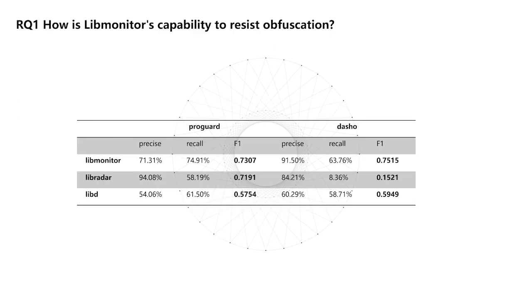First question: how is the LibMonitor's capability to resist obfuscation? To evaluate the capability to resist code obfuscation, we perform TPL detection on dataset OB with 162 apps, which are obfuscated by ProGuard and -O. The results are shown in the table. We can see that LibMonitor has the best performance on F1 metric. LibRadar performs well for ProGuard apps, while LibD performs well for -O apps.